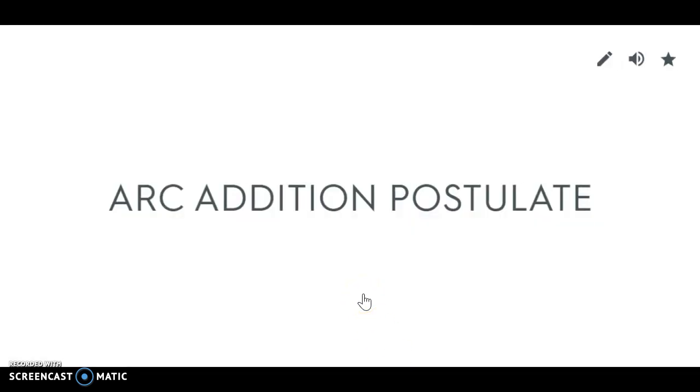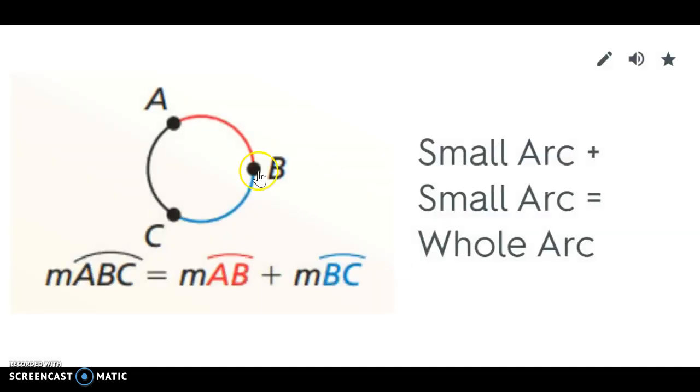Arc addition postulate is similar to the segment addition postulate or the angle addition postulate, and it's just one small arc, so A to B, this red one, plus B to C, the blue one, is equal to the whole arc from A to B to C. So remember, this is a major arc with 3 letters, and then this is how you would write 2 minor arcs.